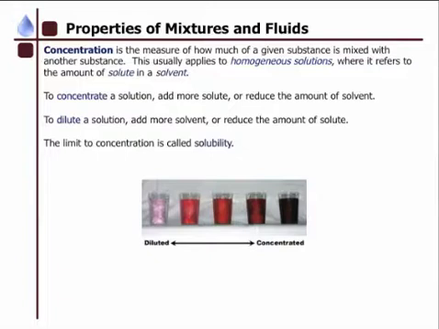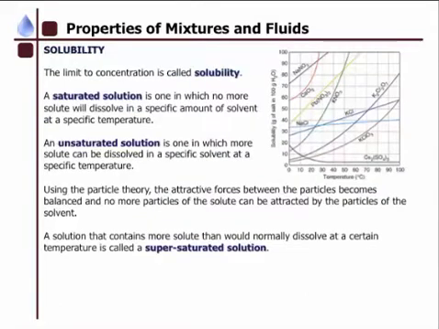Alright, so now we're going to talk about concentration. Concentration is the measure of how much of a given substance is mixed with another substance. This usually applies to a homogeneous solution, where it refers to the amount of solute in a solvent. If you add more solute or reduce the amount of solvent, you concentrate the solution. If you're looking to dilute the solution, you add more solvent or reduce the amount of solute. The limit to concentration is called solubility, which we're going to talk about in the next slide.